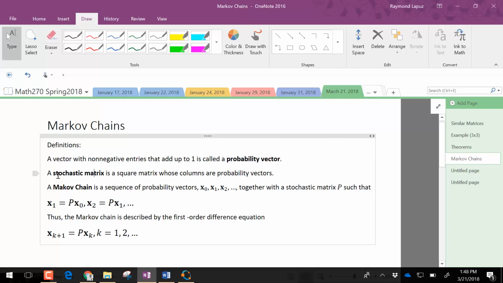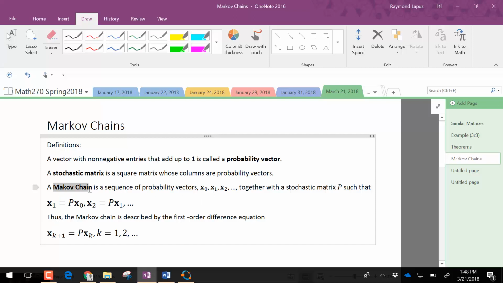A stochastic matrix is a matrix whose columns are made up of these probability vectors. So if you take a bunch of probability vectors, put them together to make a square matrix, then you have what's called a stochastic matrix. That's a matrix that they use a lot in statistics and probability.